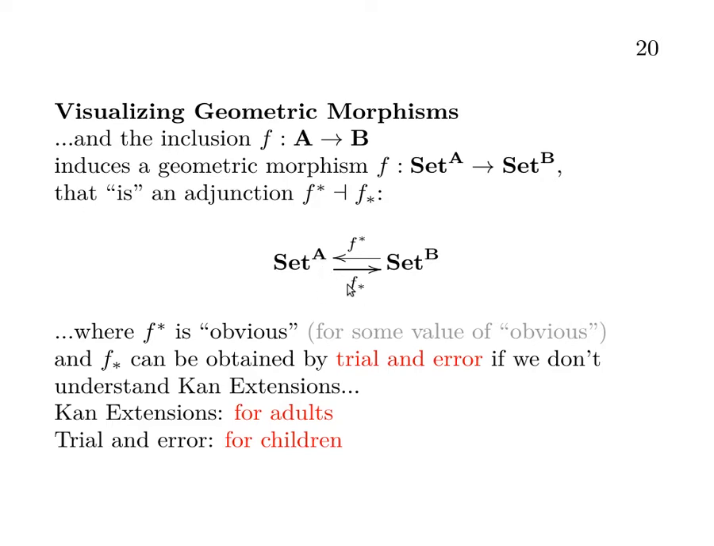We want it to be the right adjoint to this functor here, and the way that adults would build it would be to learn Kan extensions that work for many situations. But in a situation that is very simple, like the one that I'm going to show, the functor f with the star below can be built by a bit of guesswork and trial and error.